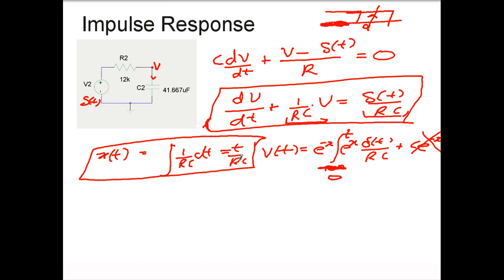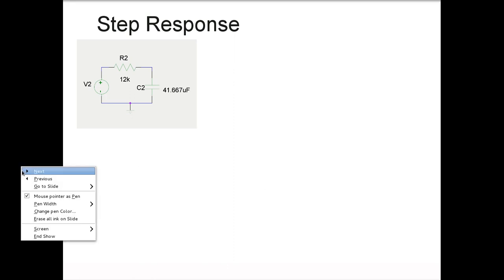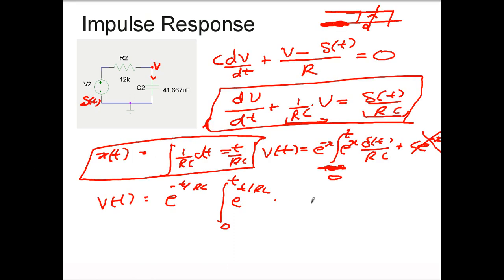Next we'll substitute for x, and we will get v of t equals e raised to minus t by RC, times the integral from 0 to t of e raised to t by RC, into delta of t. I'll take the RC term outside, so 1 over RC, dt.